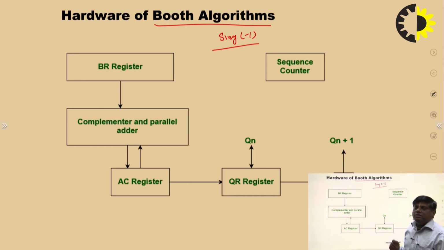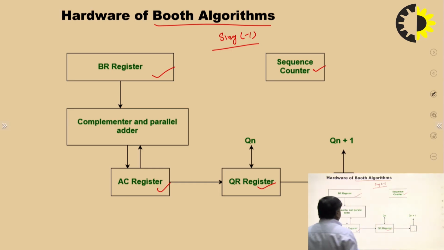Now, this is the very simple hardware architecture of the Booth algorithm. In the Booth algorithm, first is a sequence counter. The sequence counter counts the number of bits available in the multiplicand or multiplier. And the BR register and AC register: these two registers are used for the multiplicand and multiplier, and this is the accumulator register in which we perform the multiplication operation. Here is a multiplicand, here is a multiplier.